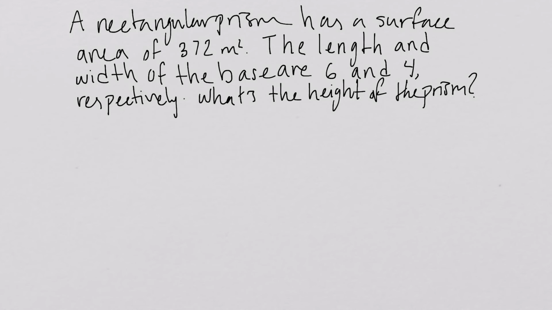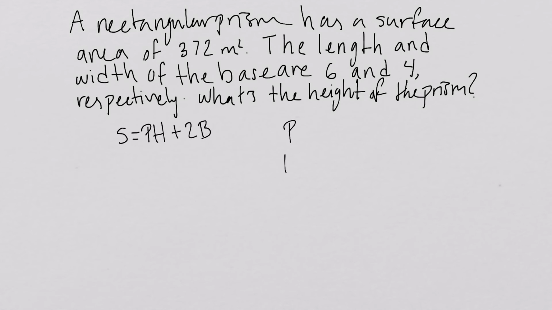Hope you guys can read this. I wrote this one in a rush right here. A rectangular prism has a surface area of 372 meters squared. The length and width of the base are 6 and 4 respectively. What's the height of the prism? Okay, I'm not going to attempt to draw it. It's enough that I told you that the length and width of the base are 6 and 4, and the surface area is 372. That's what I'm going to start with. The formula for the surface area is PH plus 2B, because what I have is a rectangular prism, right?